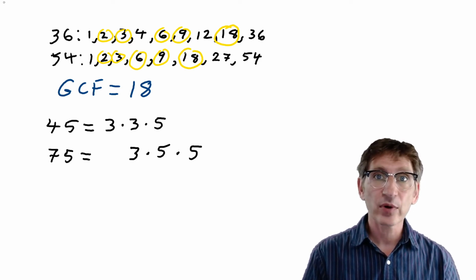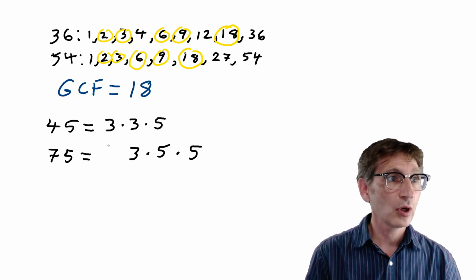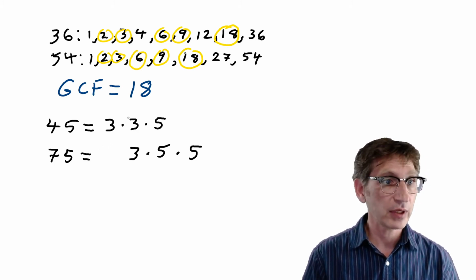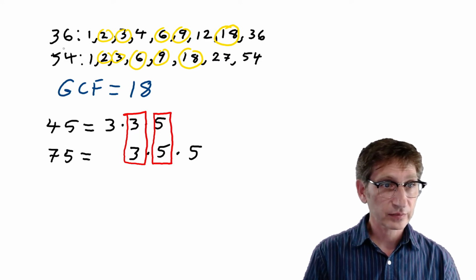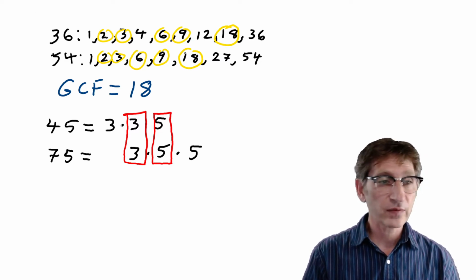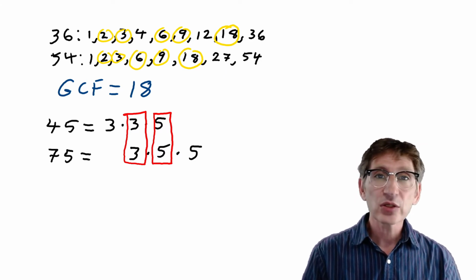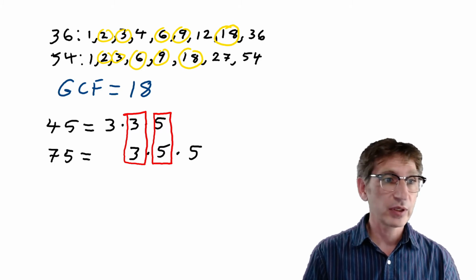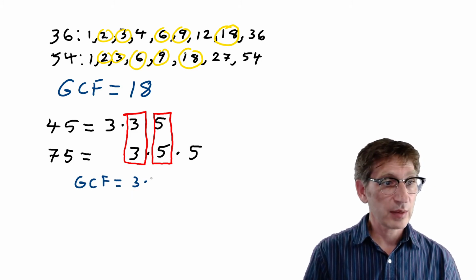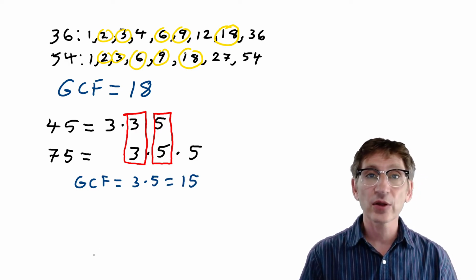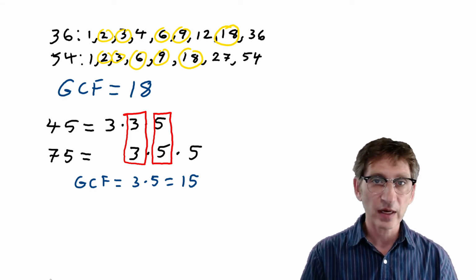Now that we have the prime factorization of the two numbers, we're going to look for the prime factors they have in common. Well, we see they each have a 3, and they each have a 5. But this other 3 and this other 5, they're not the same in both numbers, so the only prime factors that are in common are a single 3 and a single 5. We now take these two numbers, 3 times 5, and that is 15. It turns out that 15 is the greatest common factor of 45 and 75.